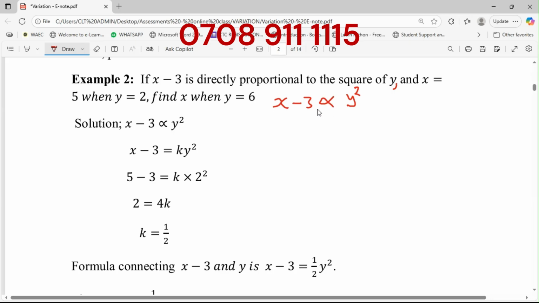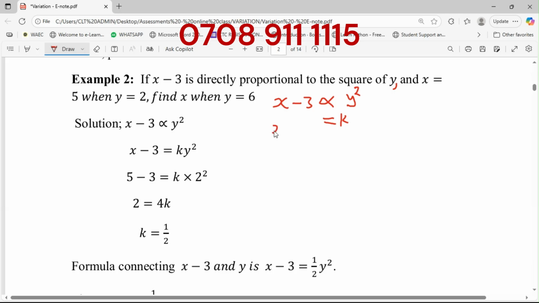So we have established the relationship between x and what? Y. The next thing we expect is what? The initial values of x and y. By the way, before then, we need to convert this to an equation. So we need to change it to what? Equation. So this equal to and k combined together replaces the proportionality sign.